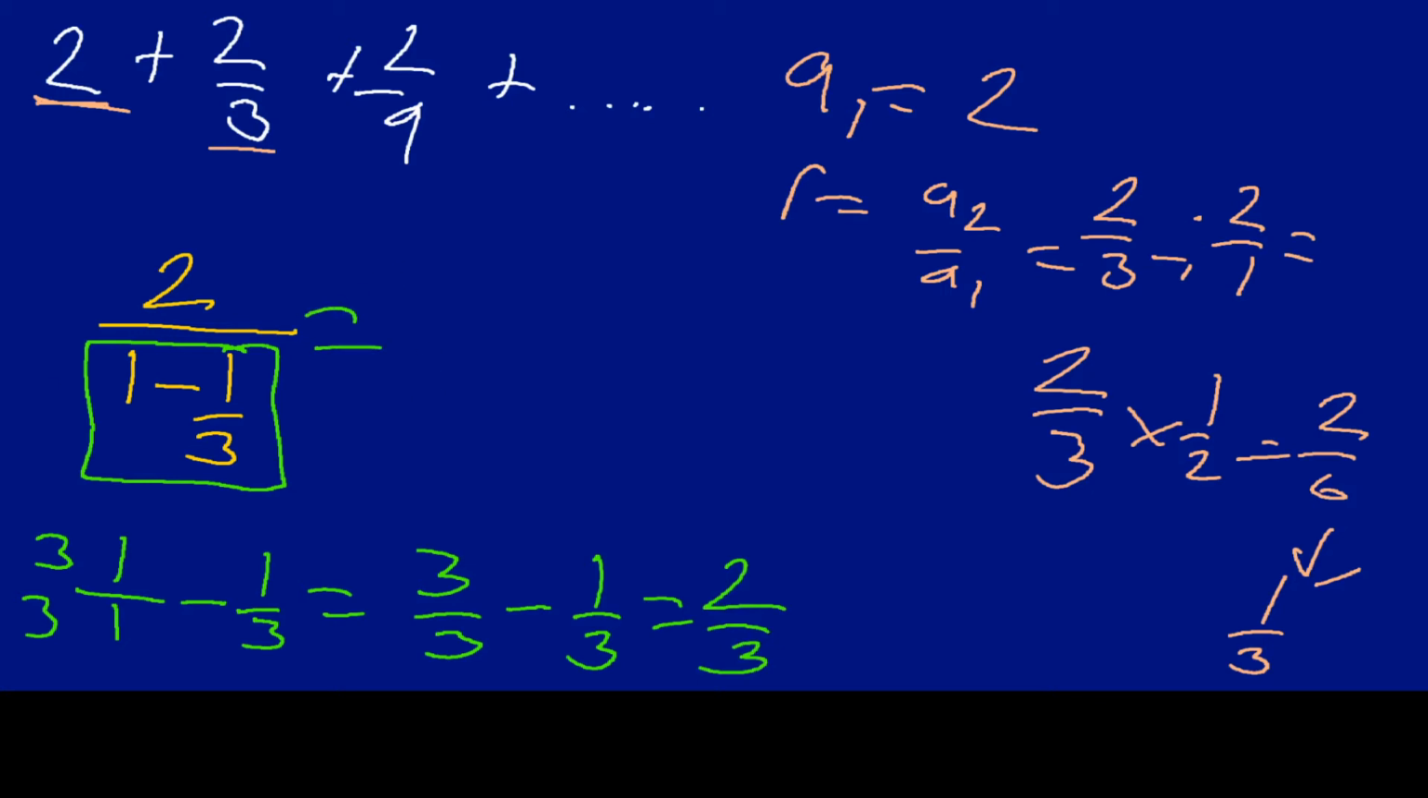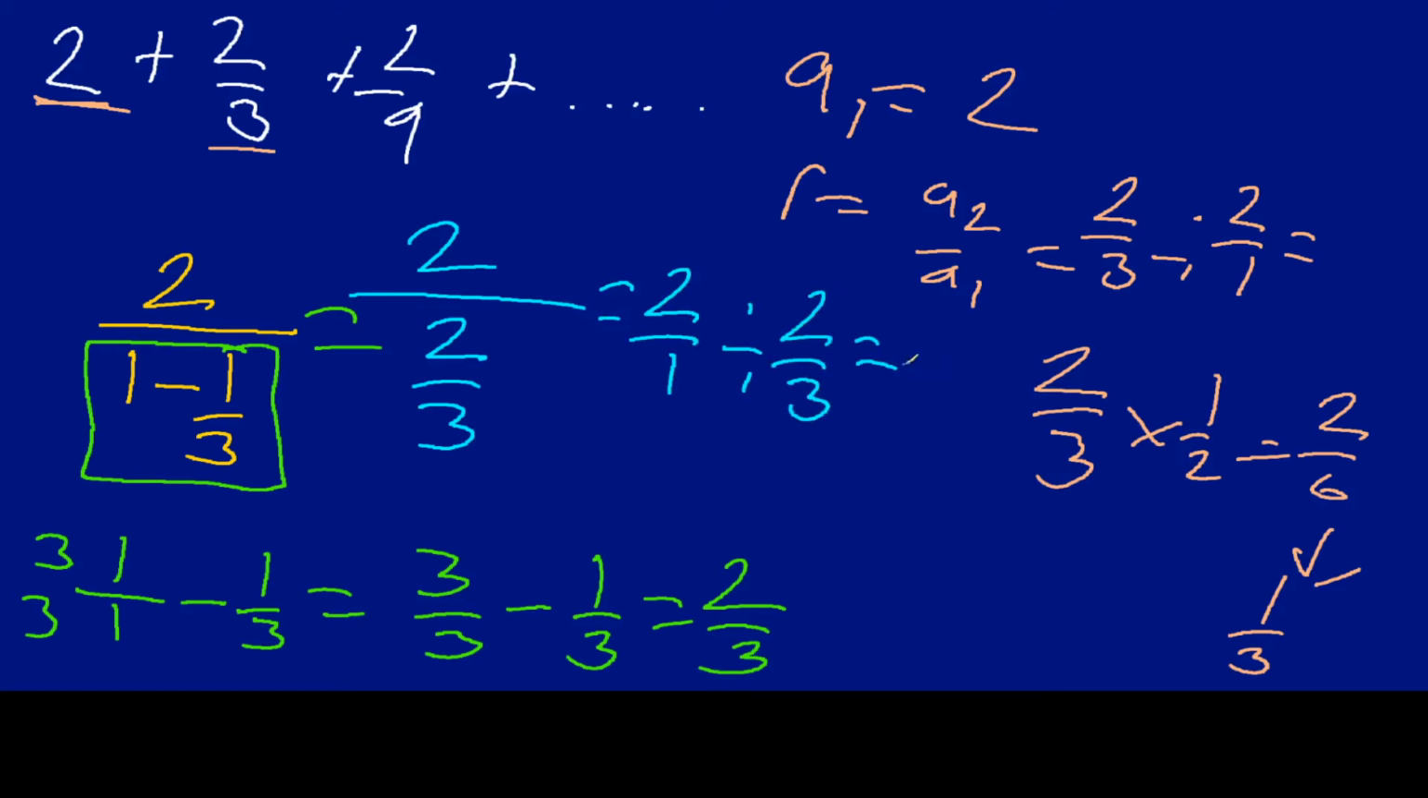So now this is what I have. I'm going to have 2, that's still my a sub 1, over 2 over 3. This is my 1 minus my ratio, my r. That's the same as saying 2 over 1 divided by 2 over 3. Or you could say that's the same as saying 2 over 1 times 3 over 2. And so what I end up having here is, for my final answer, 6 over 2. And we can simplify 6 over 2 to 3. And so that is my answer.